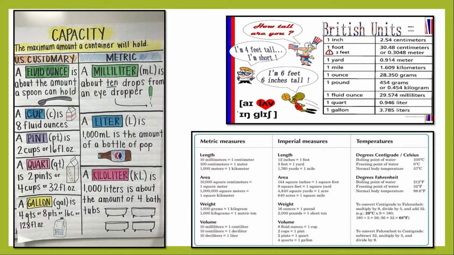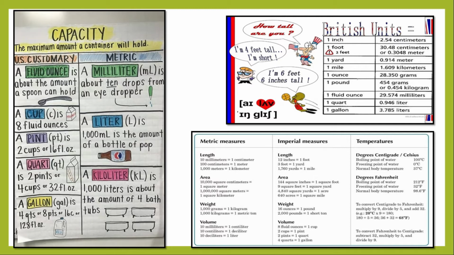454 grams, 1 pound. Oh my God, 29.574 milliliters, 1 fluid ounce. So that is the equivalent of the length units. For example, I've got a question here.